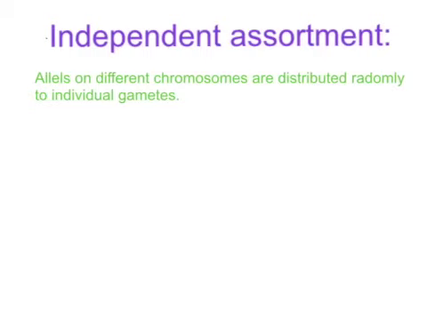Independent assortment. Alleles on different chromosomes are distributed randomly to individual gametes, and two individuals cross with two different characteristics. The example will be straight hair, and the other characteristic will be curly hair, or also blue eyes with brown eyes.